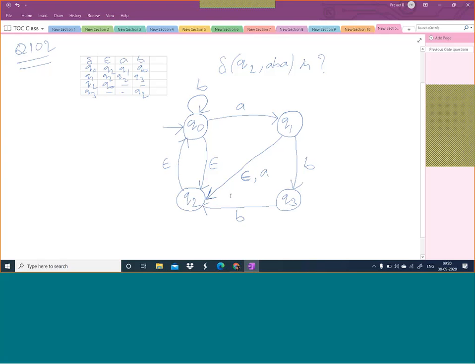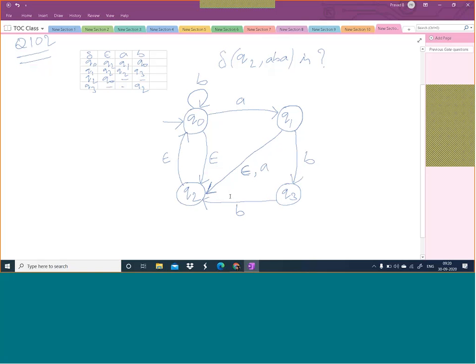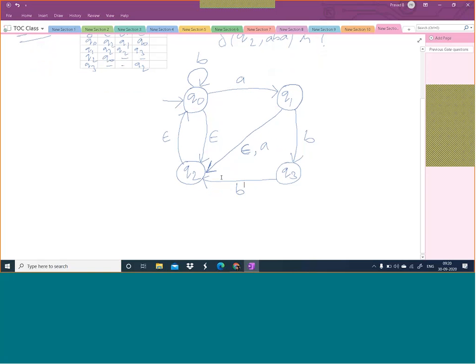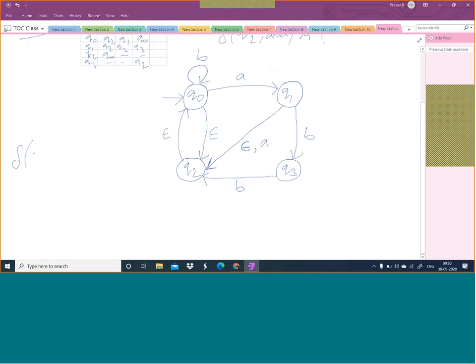You understand? Okay, now if the machine starts at Q2, and the input string AB is given, after scanning this string completely, to which state will the machine go? That is the question. Okay? Now, Q2. The machine is at Q2. Q2 on epsilon.